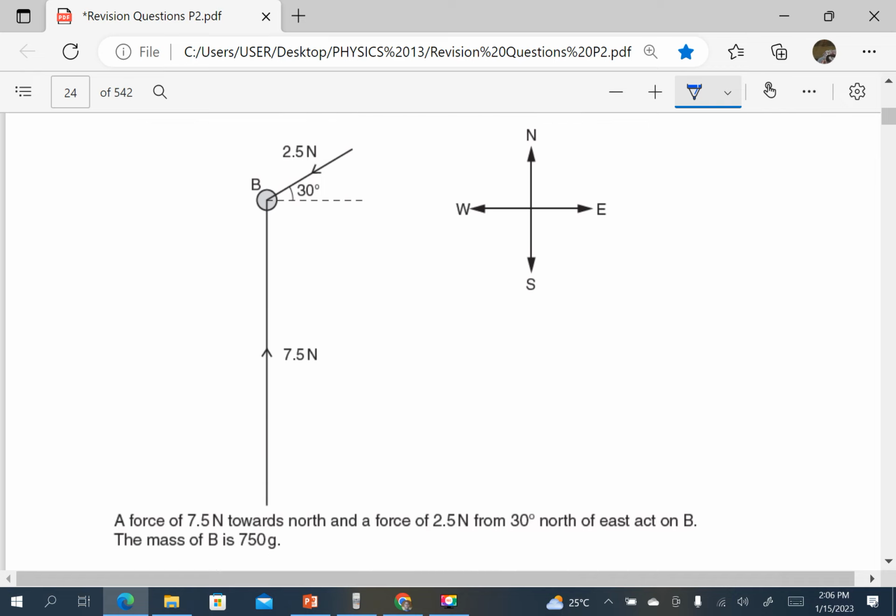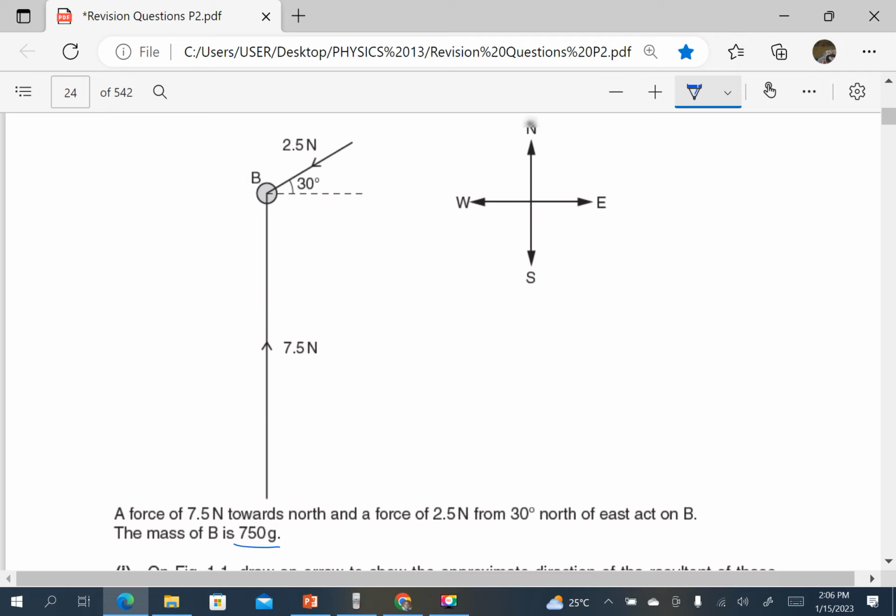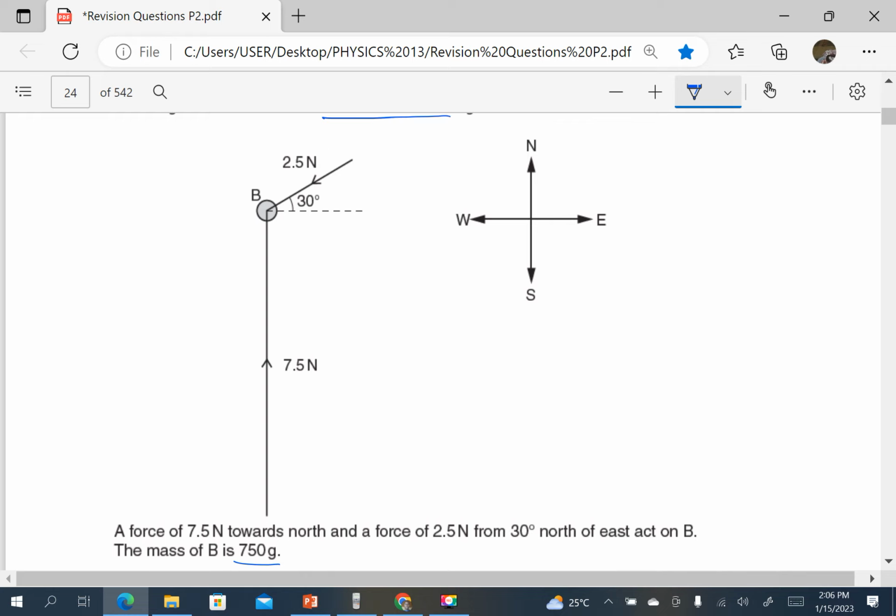So a force of 7.5 newtons towards the north and a force of 2.5 newtons at 30 degrees north of east act on B. The mass is 750 grams. Draw an arrow to show the approximate direction of the resultant of these forces. If this is drawn to scale, on the top of 7.5, I'll add 2.5.